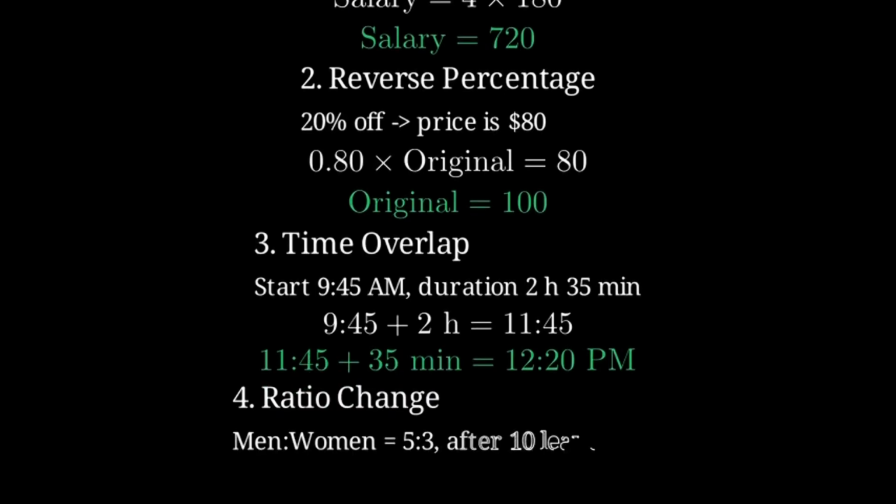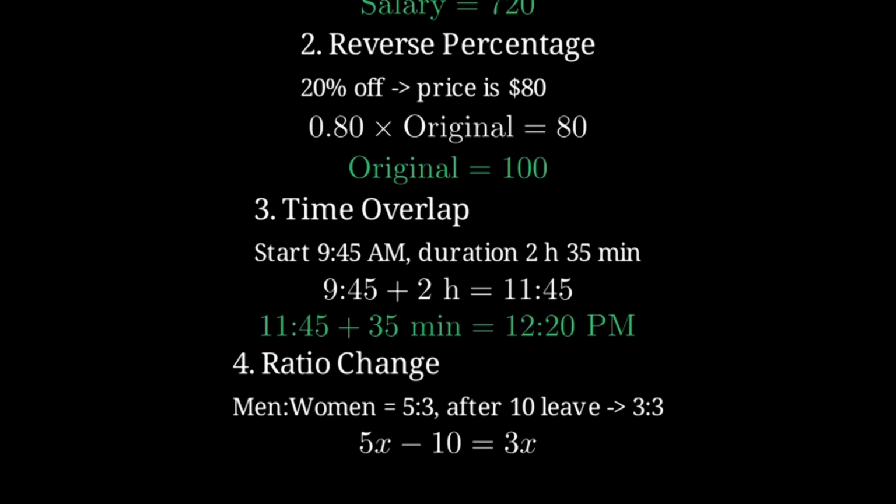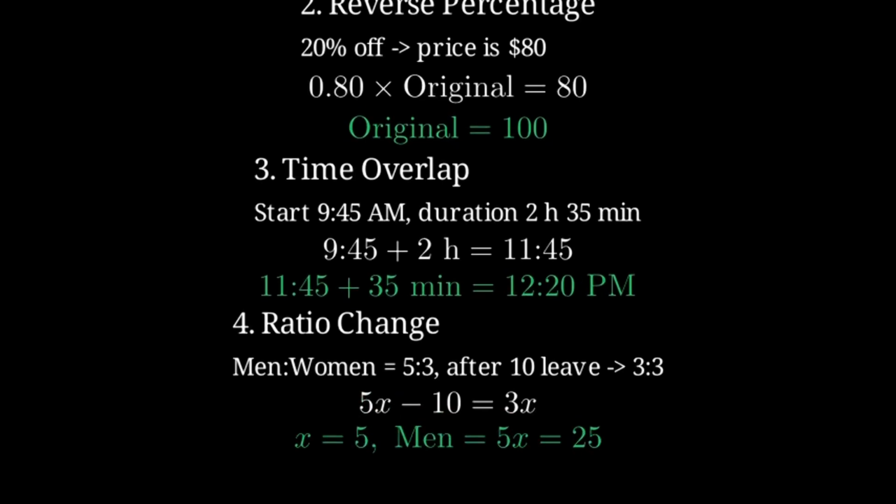Problem 4. The ratio of men to women is 5:3. After 10 men leave, the ratio becomes 3:3. Let men be 5x and women be 3x. 5x minus 10 equals 3x. So x is 5, and men were 25.